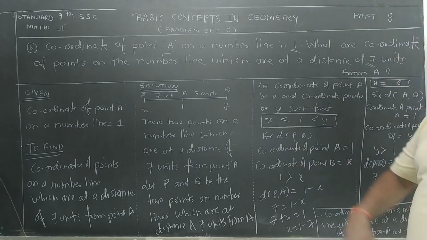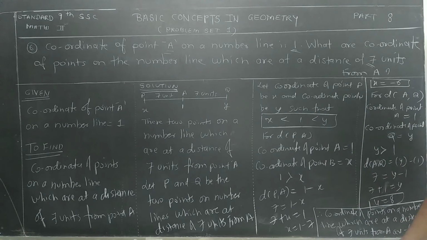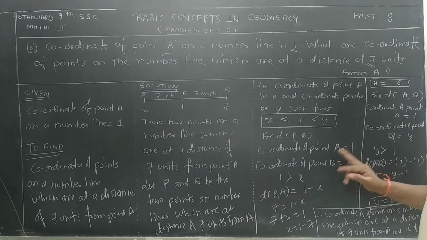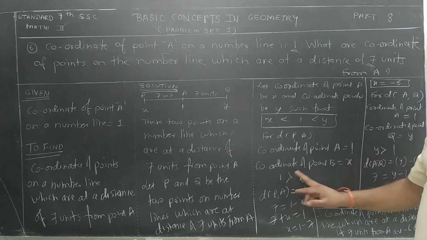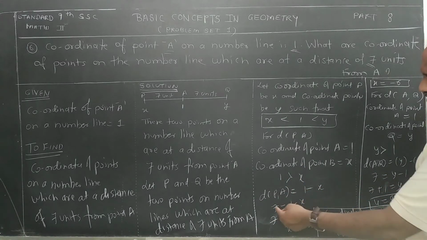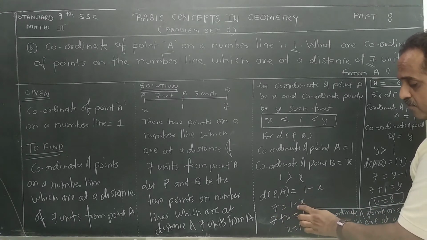और X की condition कैसी है? X is smaller than 1, which is smaller than Y. When I want to find out this distance, then the coordinate of point A is 1, the coordinate of point P is X, 1 is greater than X. So distance PA is equal to 1 minus X. 7 is equal to 1 minus X. So we get the value of X, but do not find the value of minus X.